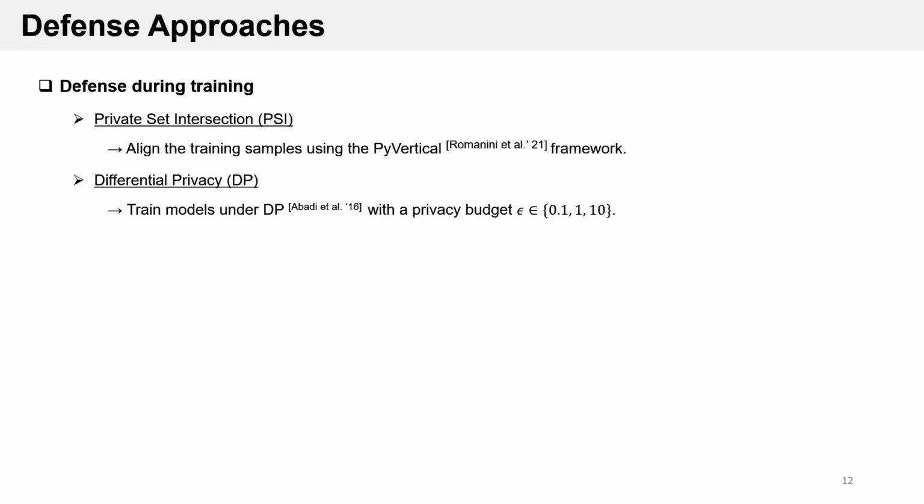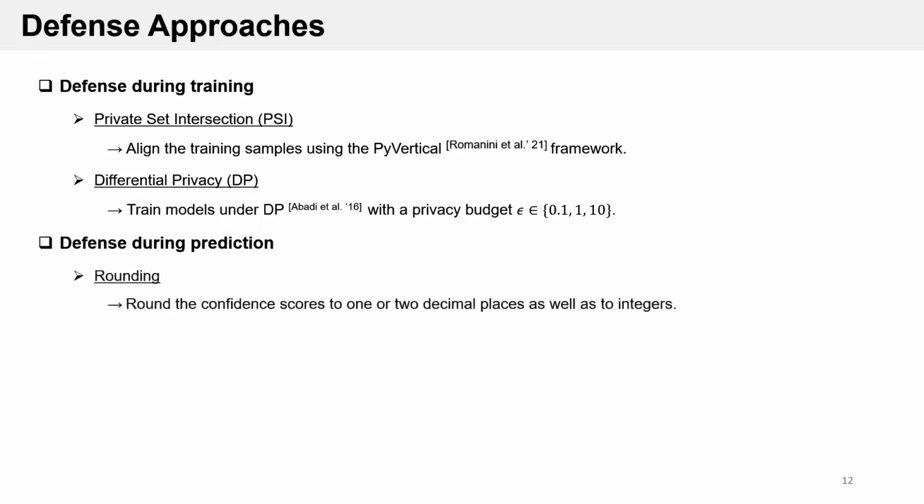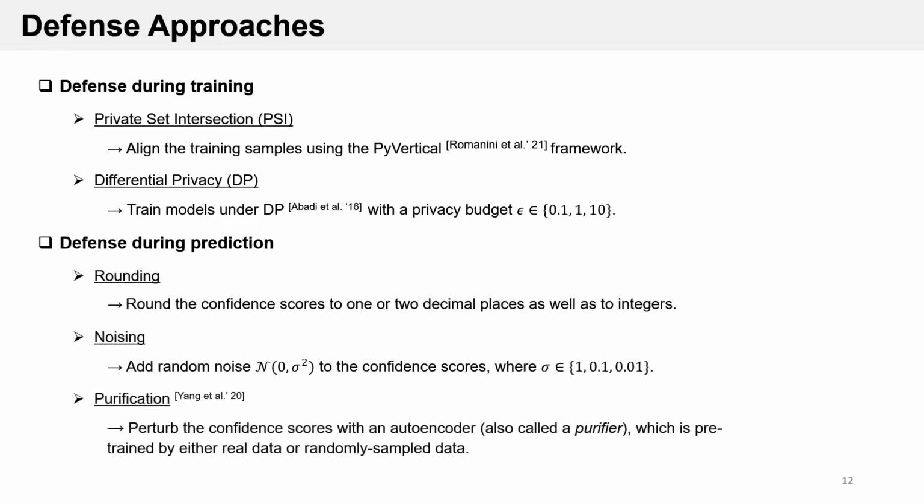The smaller epsilon, the higher the privacy protection. For the defenses during prediction, we process the original confidence scores by rounding the values to limited decimal places or adding random noise with different noise scales. We also investigate a purification defense, which uses a pre-trained purifier to perturb the real confidence scores. The processed scores will be decoupled from the input features, but can still provide a good label prediction accuracy. Here, we compare the performance of purifiers respectively trained on real data or randomly sampled data.